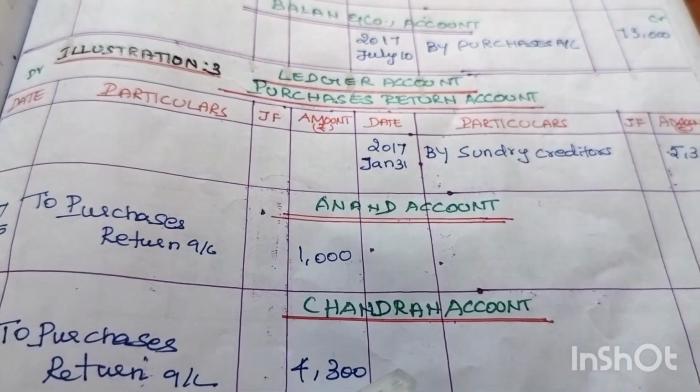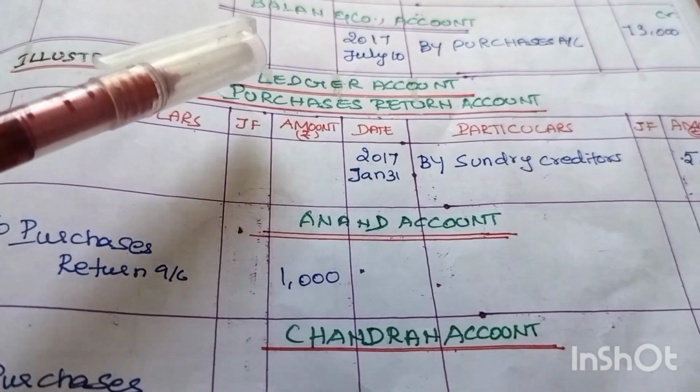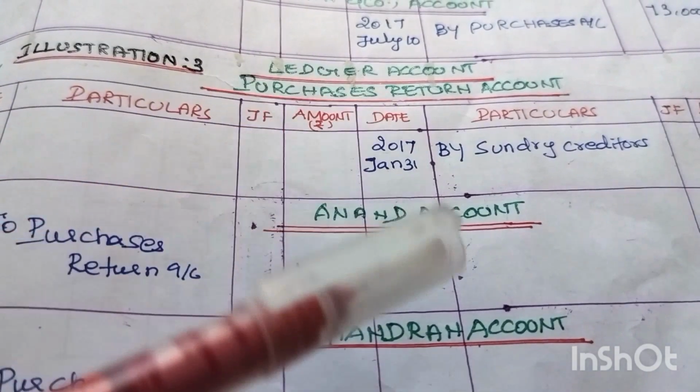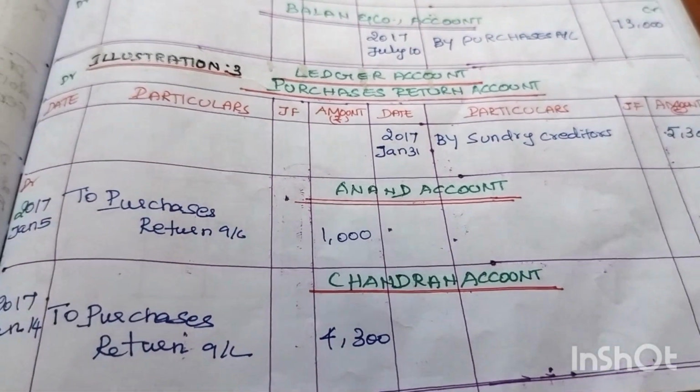So you posted all the 3 necessary respective accounts into the ledger account, that is purchases return account, Anand account and Chandran account. Do you have any doubt?